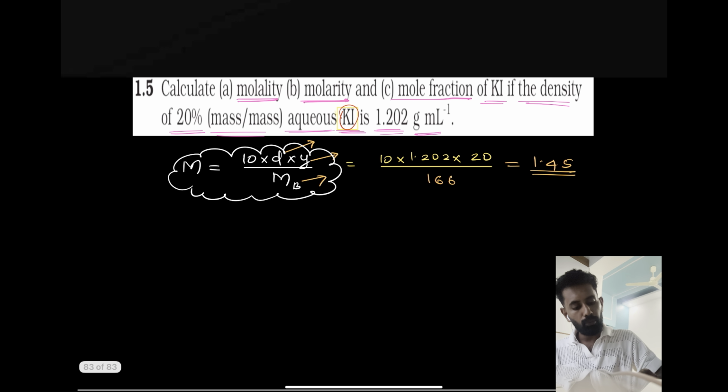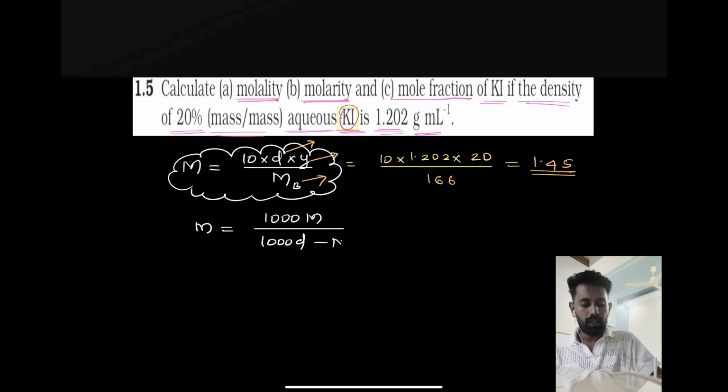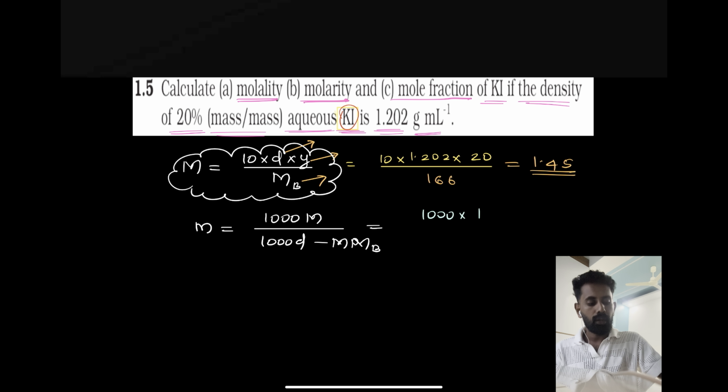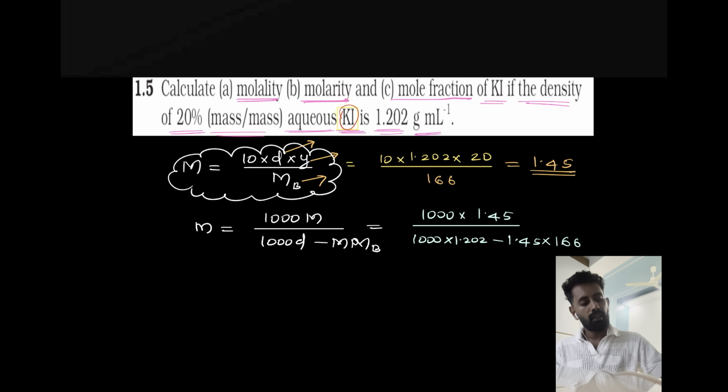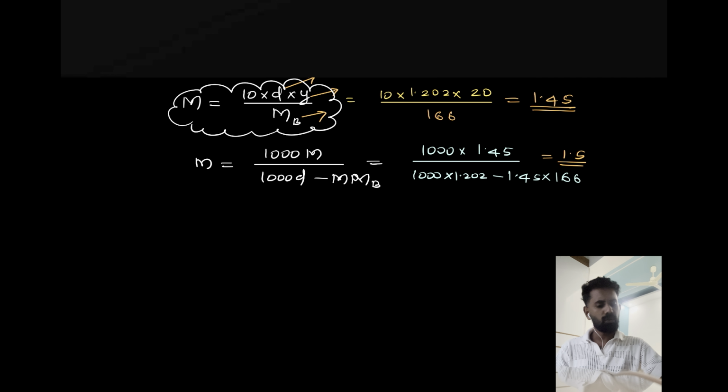There is another equation for molality, which is molality equal to 1000 into molarity divided by 1000 into density minus molarity into molecular mass of solute. On substituting values, 1000 into 1.45 divided by 1000 into 1.202 minus 1.45 into the molecular mass of solute, that is 166, and you will get the answer like 1.45 molal. That's too easy, right?